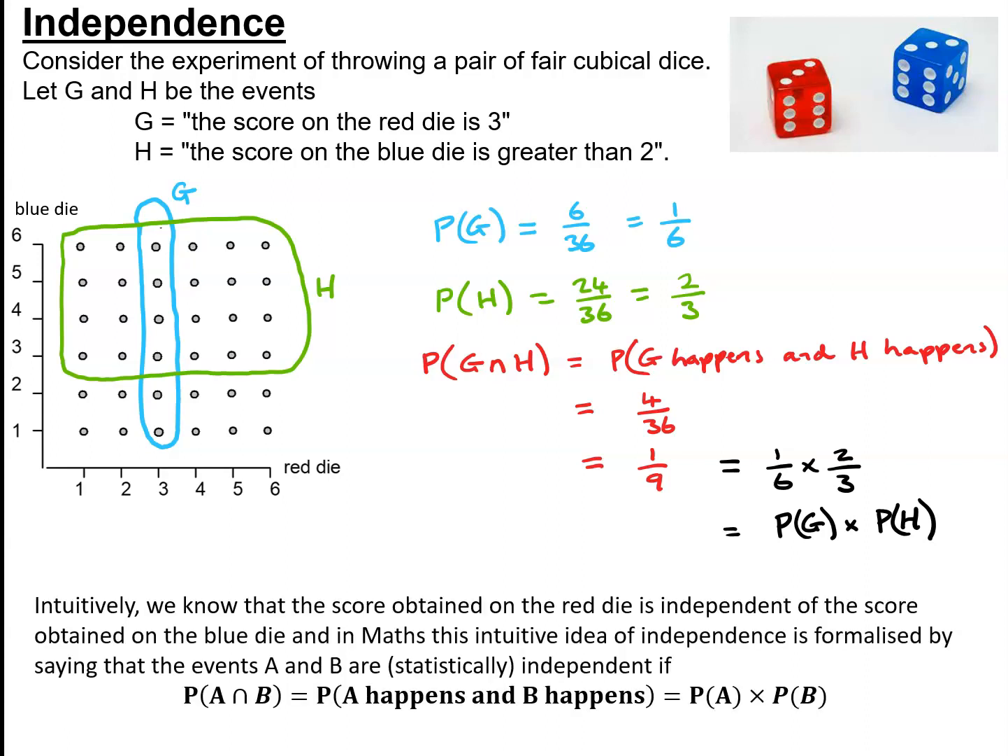Now, intuitively, we know that the score obtained on the red dice is independent of the score obtained on the blue dice. And in mathematics, this intuitive idea of independence is formalized by saying that the events A and B are statistically independent if the probability of A and B happening is the same thing as the probability of A times the probability of B.